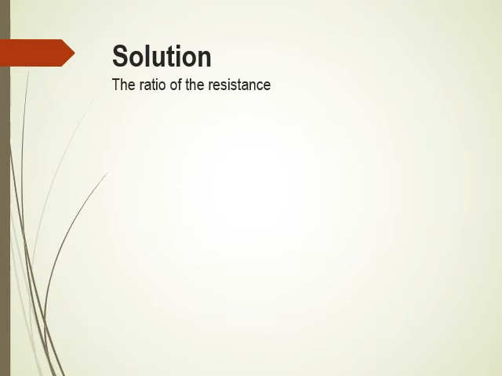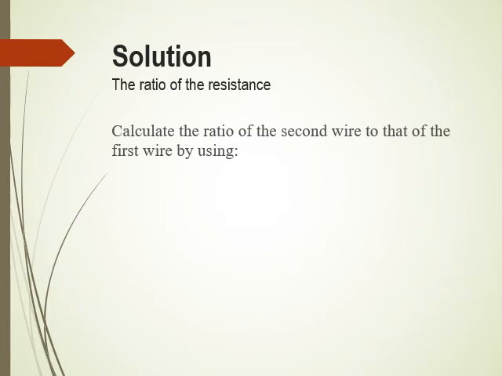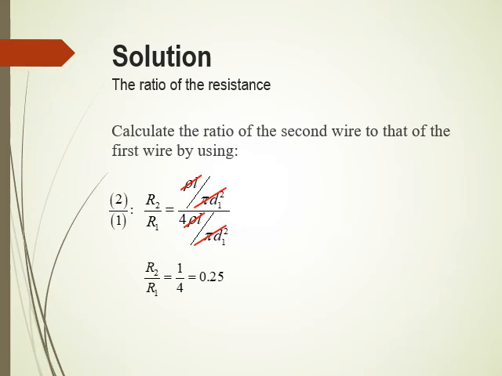Since the question is asking for the ratio of the second wire to that of the first wire, let us use set 2 divided by set 1. Substitute the values into the equation. We have R2 over R1 equals rho L over pi D1 squared, divided by 4 rho L over pi D1 squared. Cancel out the similar terms. We then have R2 over R1 equals 0.25. So this 0.25 is the ratio of the resistance of the second wire to that of the first wire.